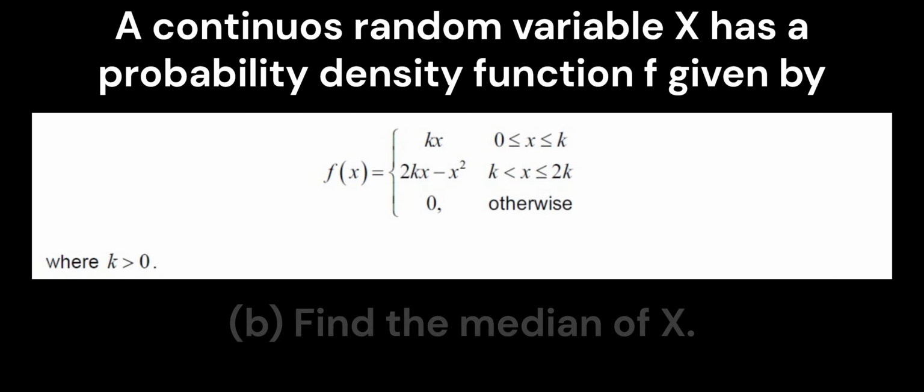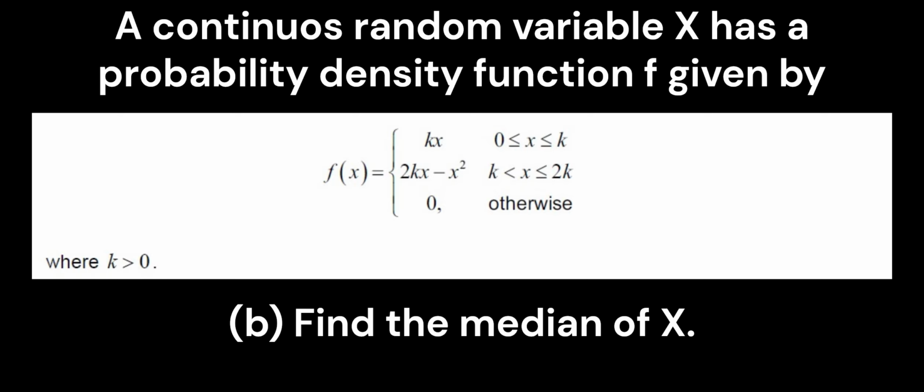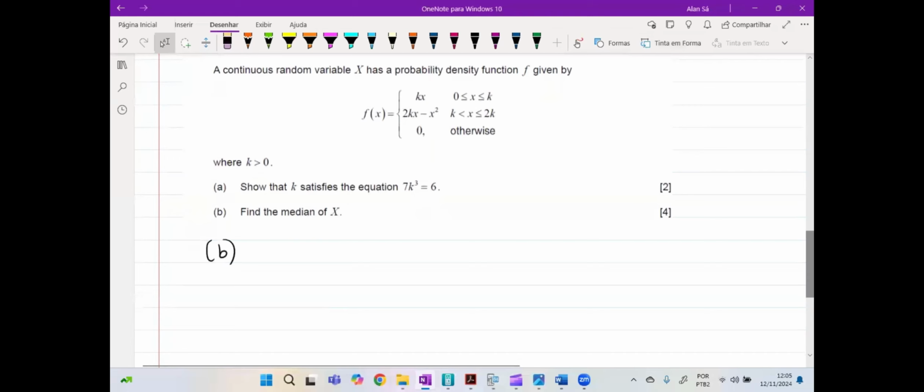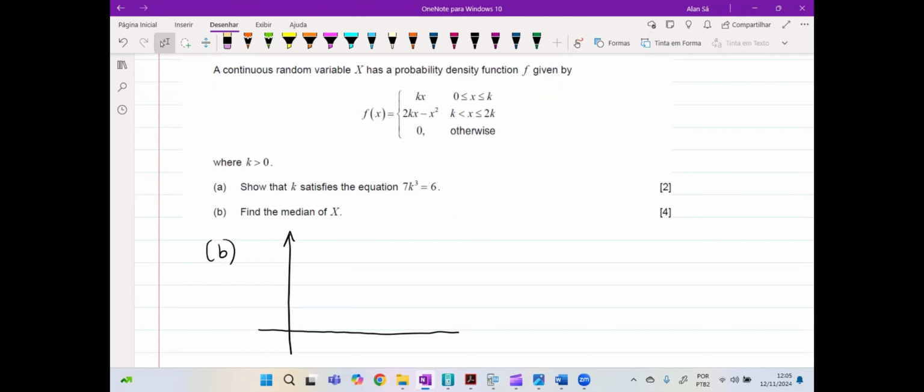For part B, we need to find the median of x. It will help if we have a sketch of the graph of the function f. Starting with kx, it is a straight line with gradient k. So it goes from the origin up to a certain point here, k. The value of the function here is k times k, which is k squared. So that's the first part.